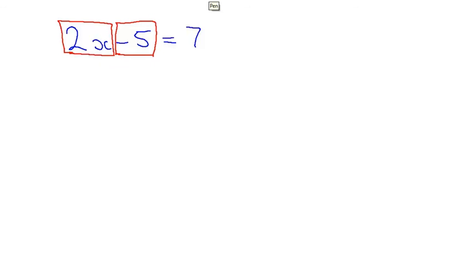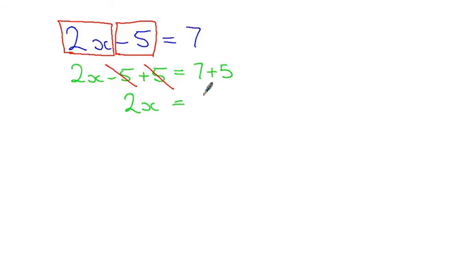So 2x take away 5 equals 7. The first thing I want to do is remove all the other terms on the same side as x. So I want to eliminate that negative 5. As it's negative 5, I need to do the opposite. So I need to add 5. What you do to the left-hand side, you do to the right-hand side. Cancel out. So I'm left with 2x equals 12.